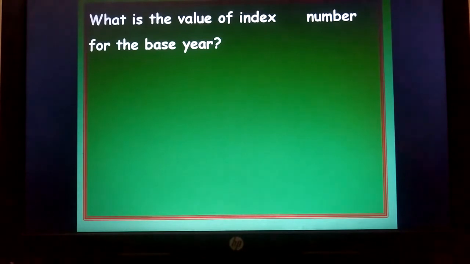So the answer is 100. I have already told you in the last class, this is one of the most repeated questions in the examination: what is the value of index number for the base year. Just by writing 100 or 100%, you will get 1 mark. Fine. Next question.